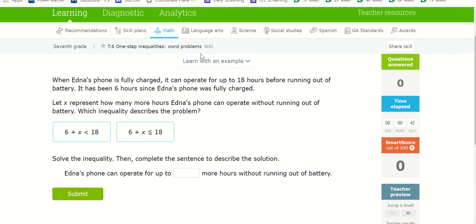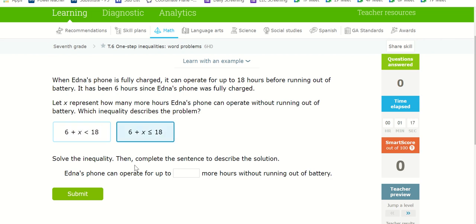Okay, so it can operate for up to 18 hours, meaning could you operate for 19 hours? No. How about 18 and a half? No. How about exactly 18? Up to 18? Yes. You can operate for up to 18 hours. That's the maximum. It's already been going for 6 hours, right? So the 6 hours it's already gone for plus X more hours. It's not less than 18 because we said it can be equal to 18. So 6 plus X is less than or equal to 18. So we're going to go with this one.